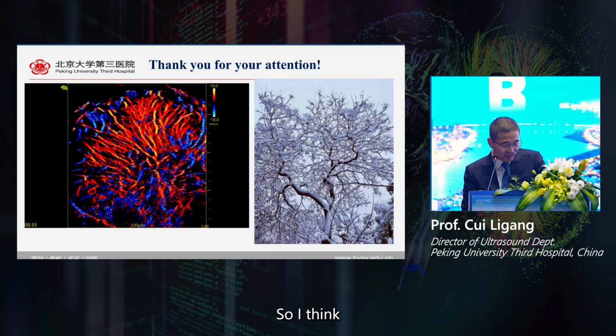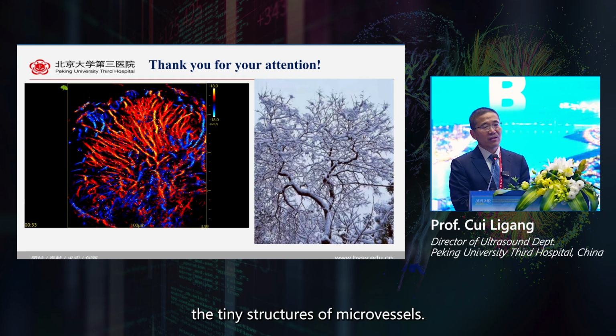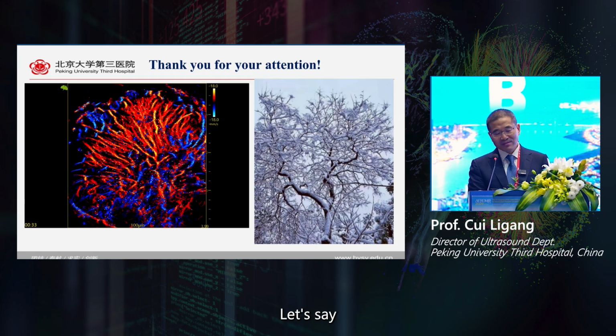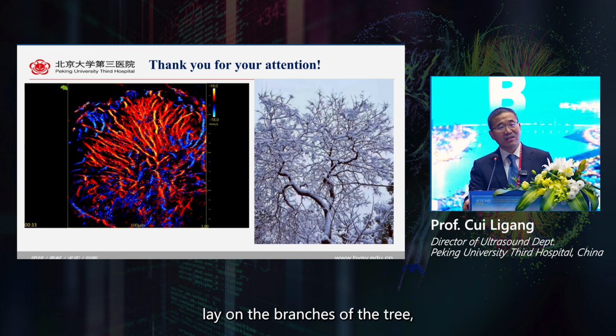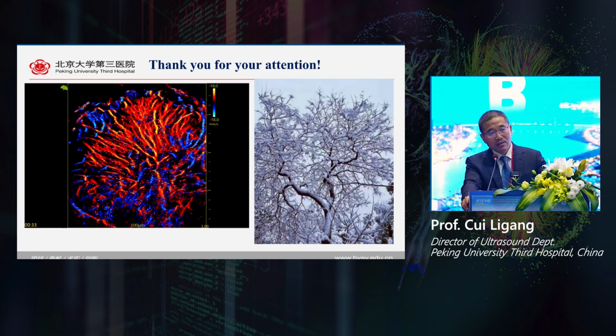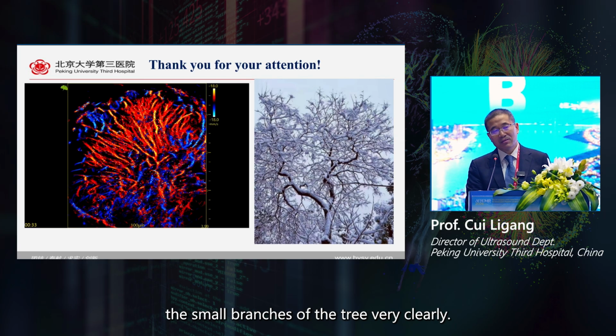So I think with URM, we can see the tiny structures of microvessels. Let's say in the winter, when the snow lies on the branches of the tree, the shine from the snow can describe the small branches of the tree very clearly.